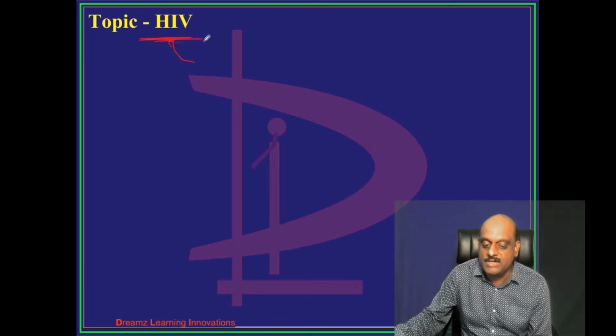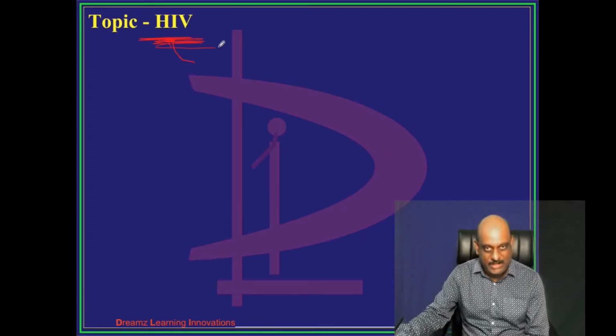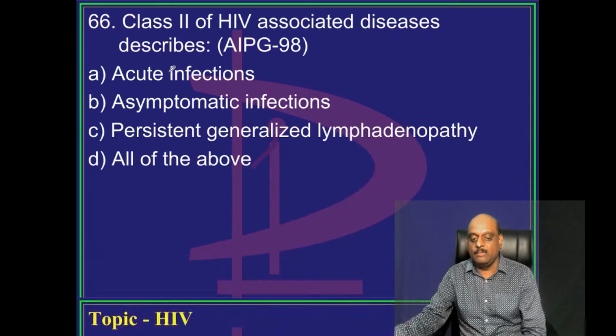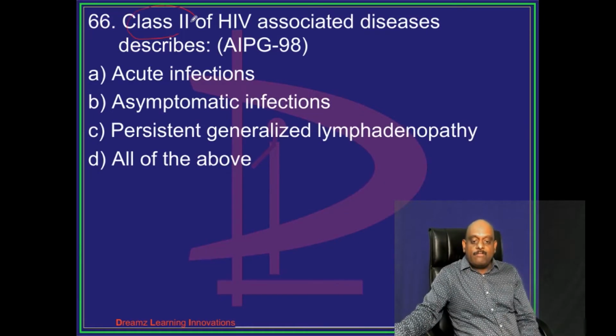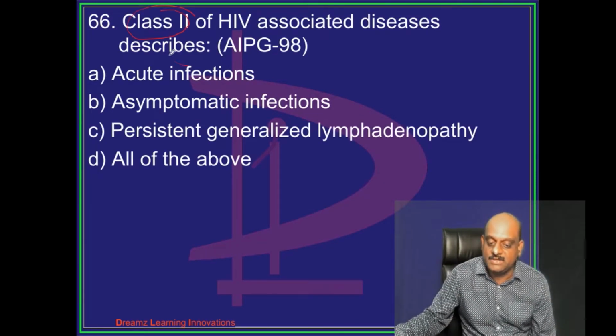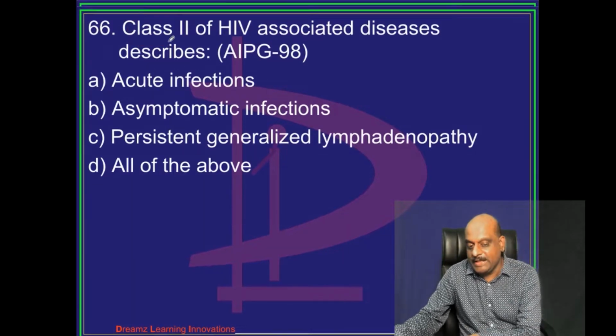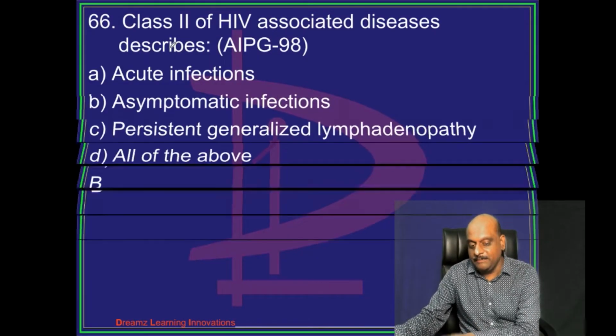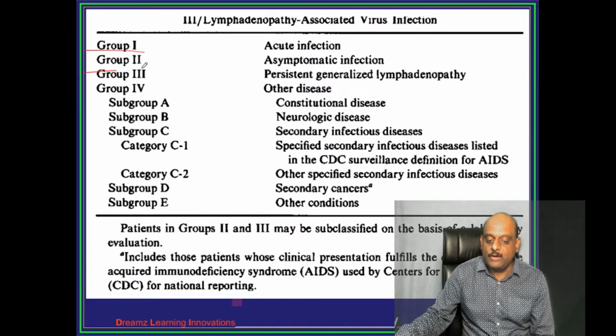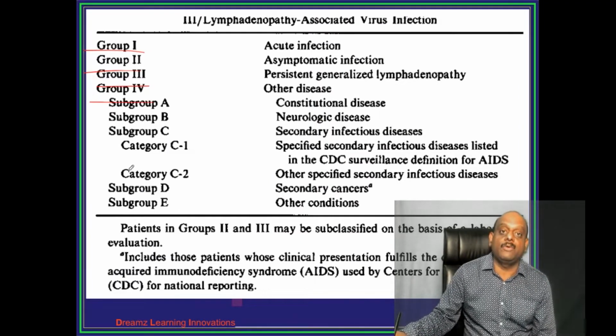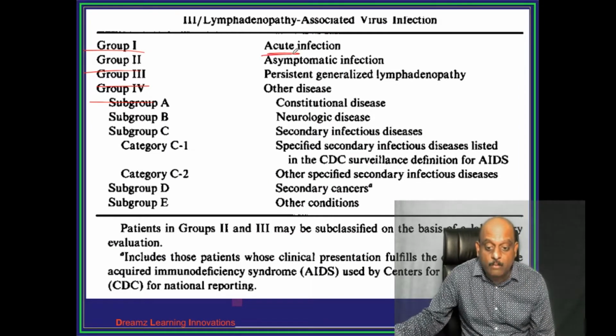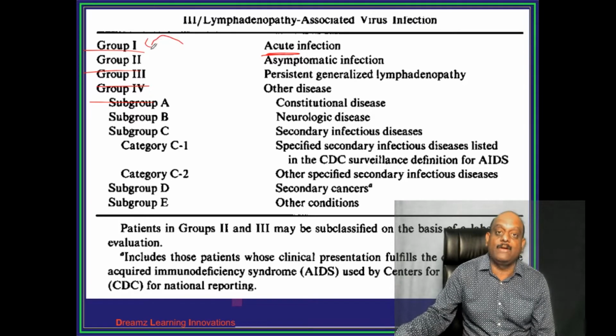Now comes HIV, right? Now, class 2 of HIV associated diseases, उसका मतलब क्या होता है? So basically, doctor, you have group 1, group 2, group 3, group 4. That's how you divide. Acute opportunistic infections are called group 1.